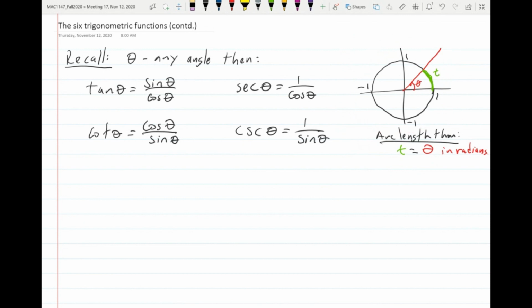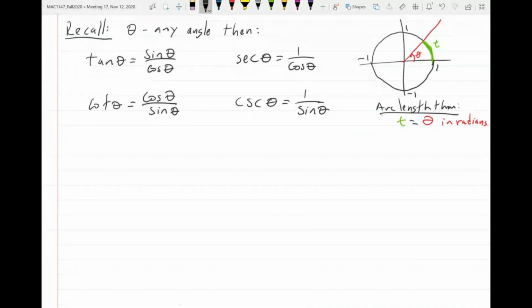Okay, so this is just a quick reminder of the things that we have discussed so far, and we talk about the values of all of these functions for the special angles, 30, 45, and 60, and also the quadrantal angles, 0, 90, 180, and 270, okay? All right, so again, this is just a summary.